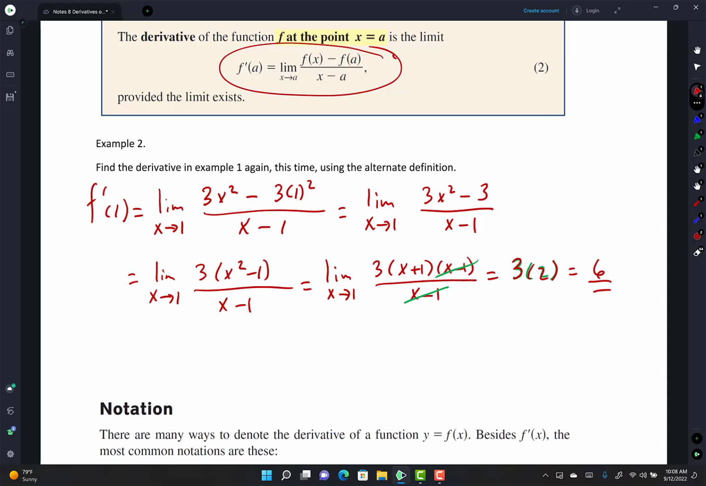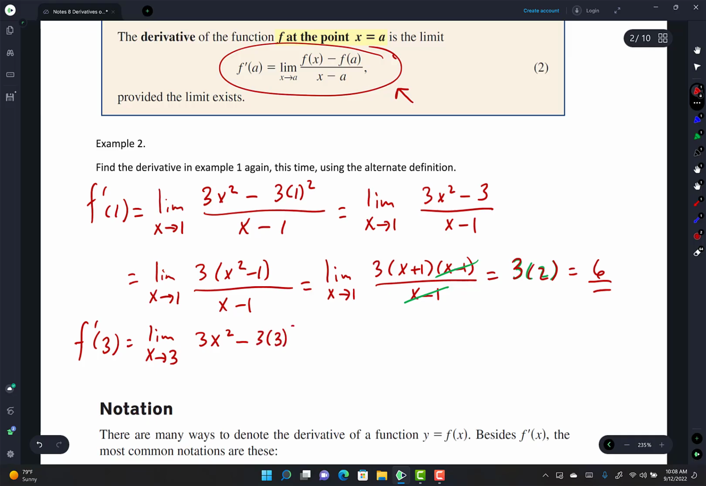So for f prime of 2, it'd be x approaches 2. Let's do one. Which one? Do you want to do f prime of 2 or f prime of 3? 3. F prime of 3 equals limit, I'm using this alternate form, as x approaches 3 of 3x squared minus 3 times 3 squared over x minus 3.